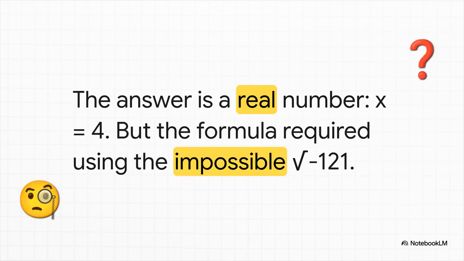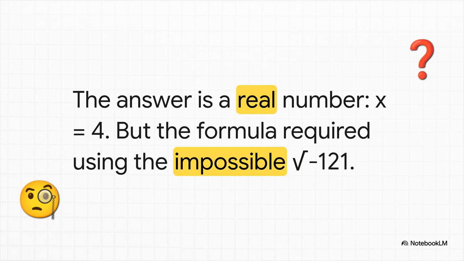And here's where it gets crazy. The answer is just 4. A simple whole number. You can check it yourself, right? 4 cubed is 64. 15 times 4 is 60. 64 minus 60 minus 4. Yep, that's 0. It works.